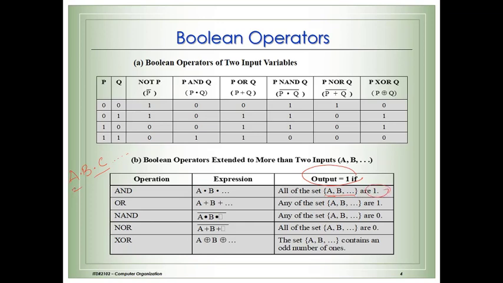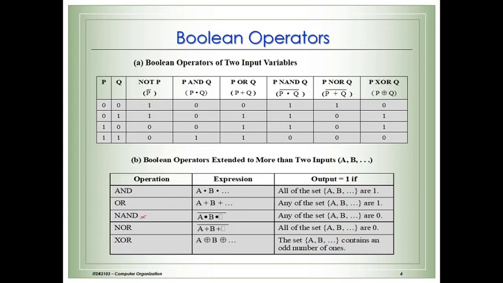This means whatever the number of operands you use in an AND operation, all these operands should have the value 1. If you are performing an OR operation on more than two variables or inputs, then it will give you the result 1 if any of the set are 1. This is the OR operation. So at least one of the operands should have the value 1, then you will get the result 1.